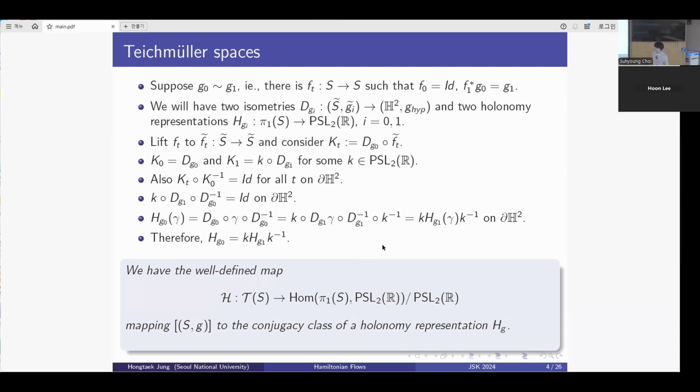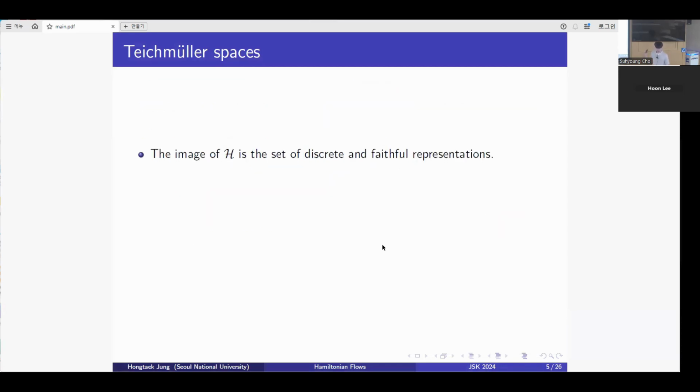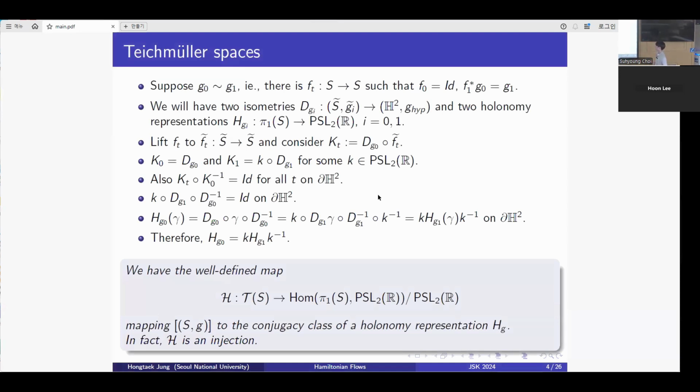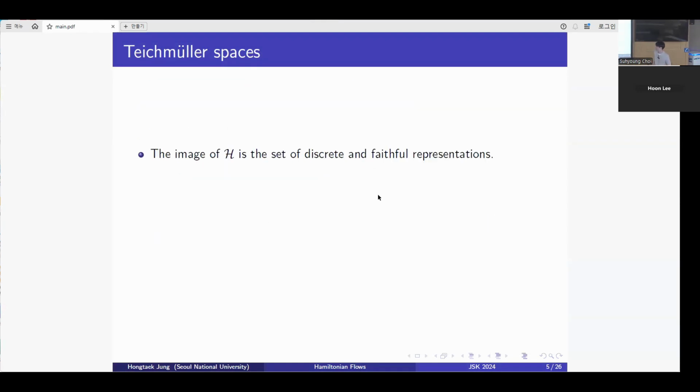Okay, so this space is much more concrete than our original definition. And in fact, this holonomy map is injective. That's what you have to show, but I'm not going to talk about it at this moment. Of course, we can achieve every representation by using this holonomy map. And you can observe that the image of this holonomy map is precisely the set of all discrete and faithful representations.